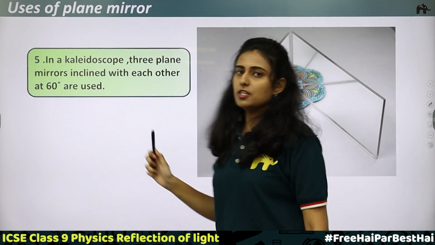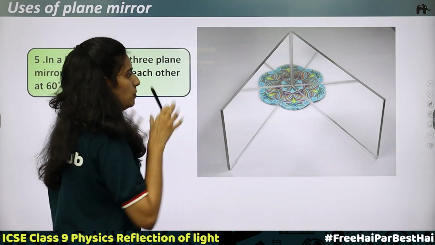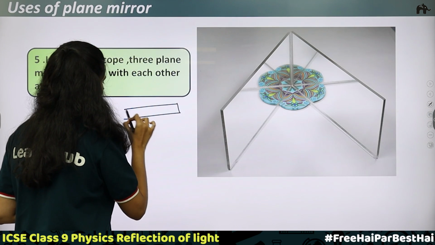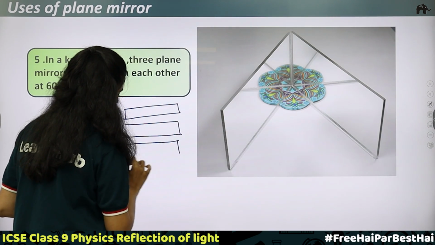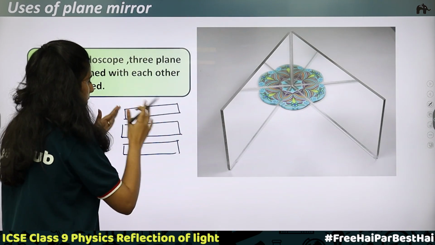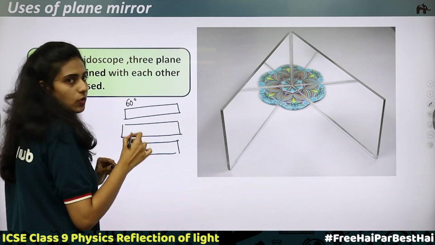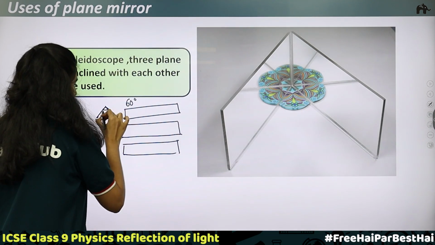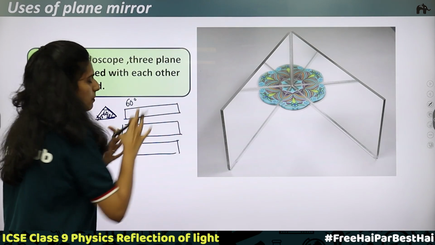Fifth one, the kaleidoscope. Have you seen a kaleidoscope? In a kaleidoscope, you can see very different beautiful patterns. So how to make a kaleidoscope? We have to take 3 rectangular plane mirrors of the same size and keep them facing each other in such a way that the angle between each is 60 degree. So the front face will look like a triangle with each angle 60 degree. It will be an equilateral triangle. We have to keep them in this way.